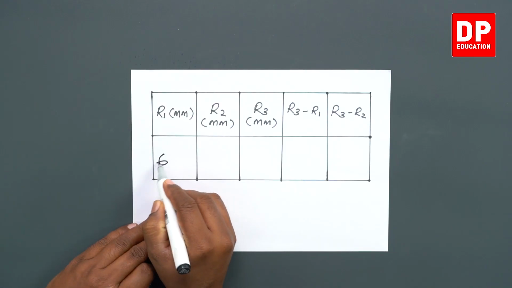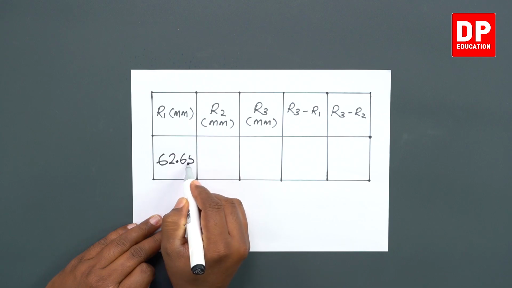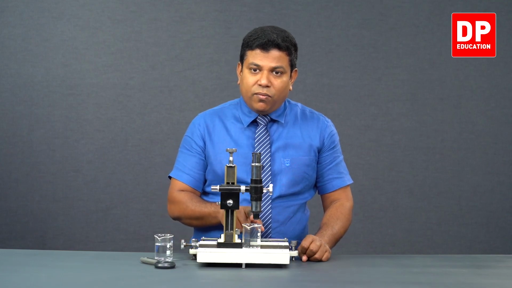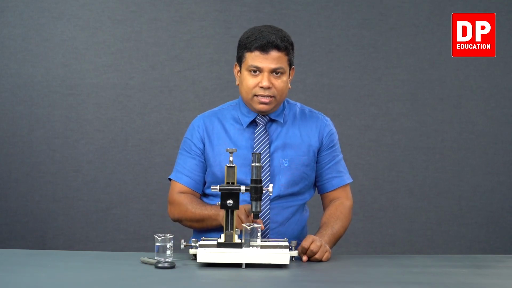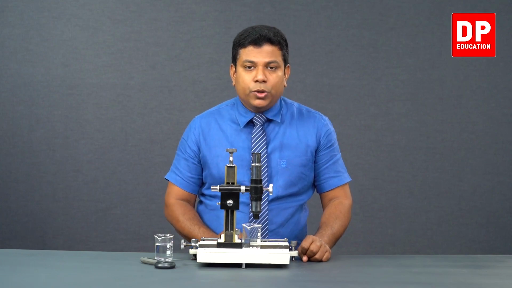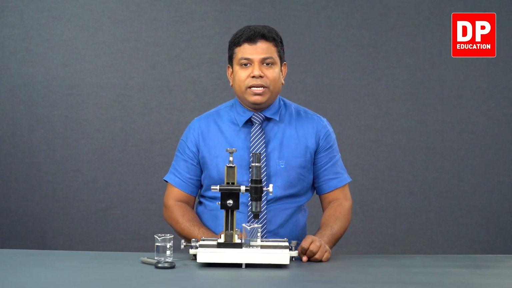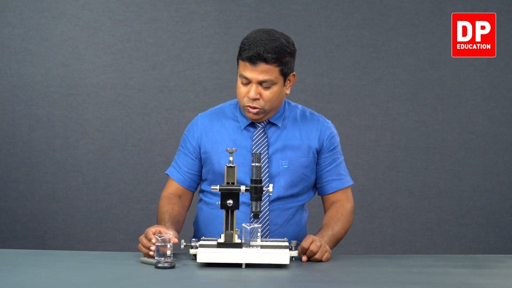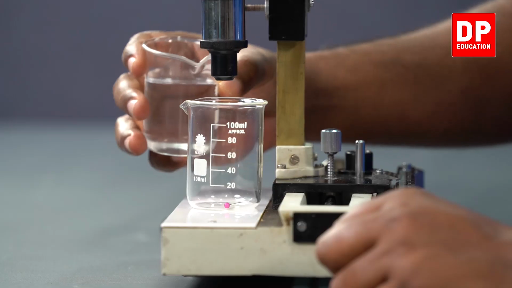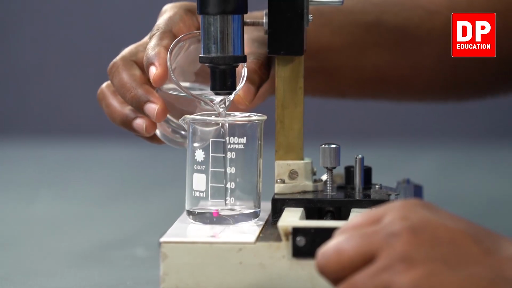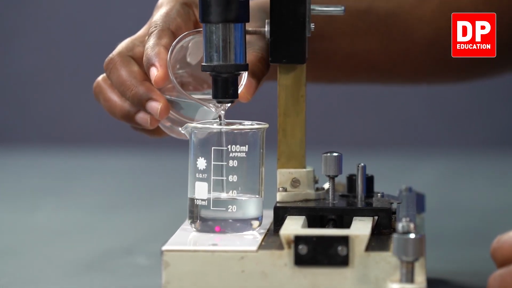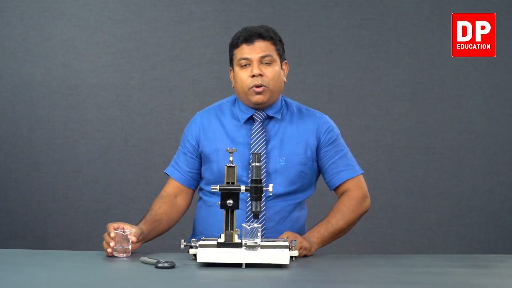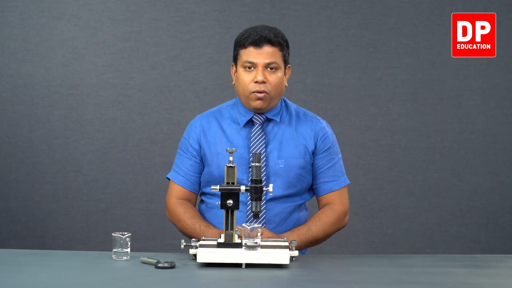The first reading we have got is 62.65 millimeter. Now students, to get the second reading, what do we have to do? We have to fill some water in this beaker, having the pin inside the beaker. Usually 2 centimeter or 4 centimeter is the usual height of water that we fill to do this experiment. So let me fill it up to 2 centimeters.